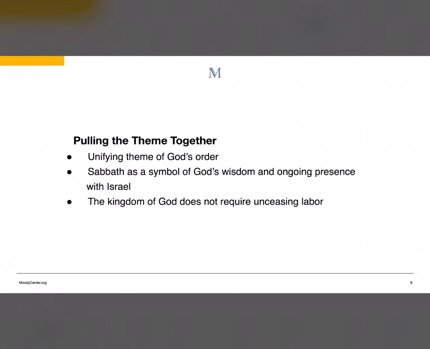Two, in Exodus 20:8-11, the command to practice Sabbath is rooted in the creation paradigm. Israel is to follow the pattern of creation. The command harkens back to the ordering of the world and to God's sovereign position over it.